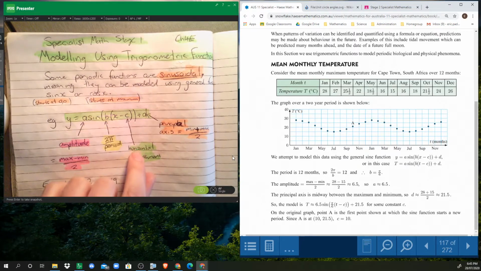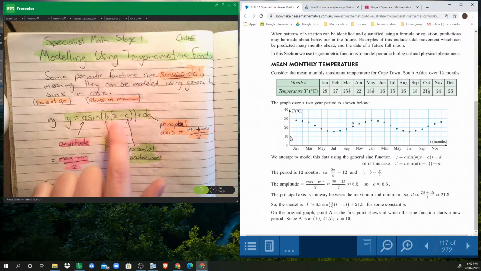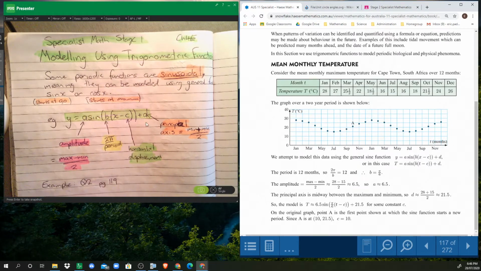C is related to horizontal displacement. For sine, you'd work out where the middle points are, and you'd shift that across to where x equals 0 or time equals 0 in many of these cases, and we'll work out how far that is. For cosine, which starts on the maximum, we consider where the maximum has moved, rather than moving the maximum.